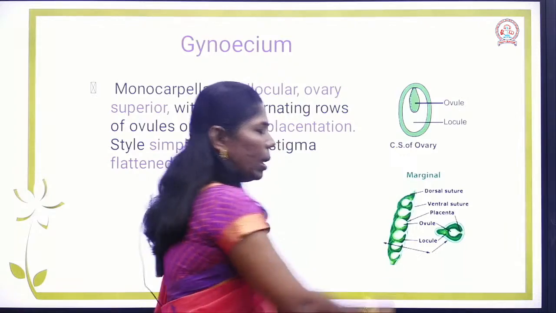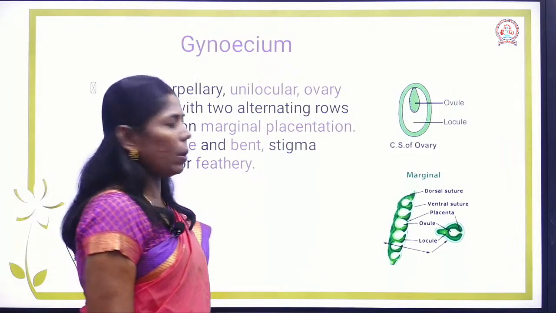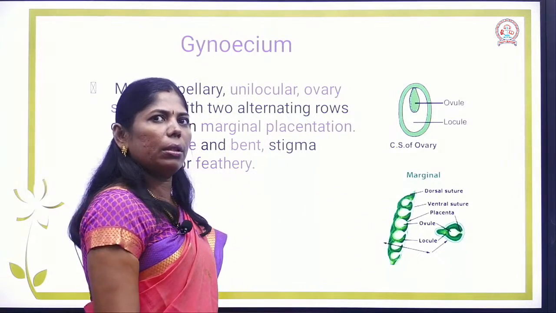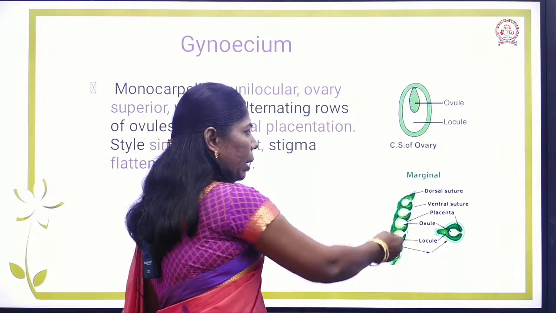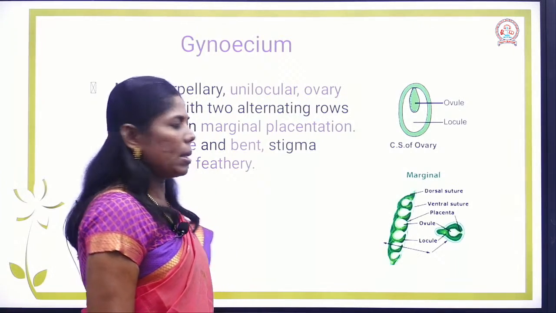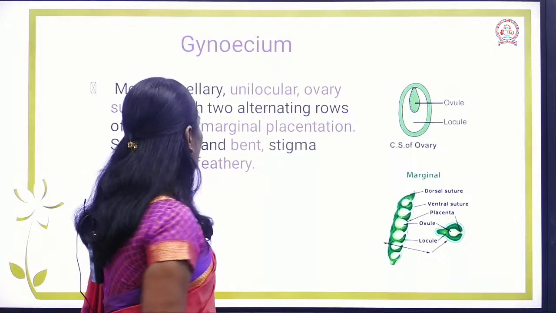So the seeds are arranged on the marginal region. The placenta is also arranged on the marginal region. So on the margin, the placenta itself is arranged. Okay? That is here. So unicarpellary, that is monocarpellary. So monolocular, unilocular condition. Okay, that is marginal placentation.